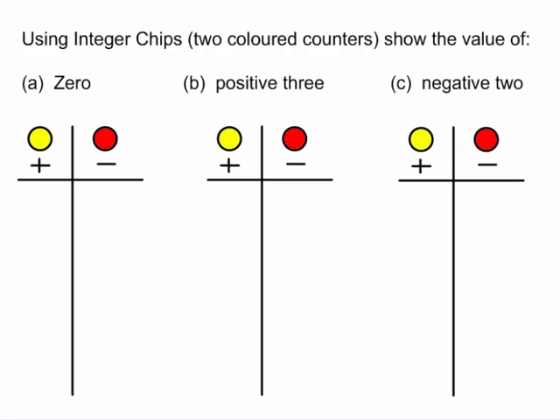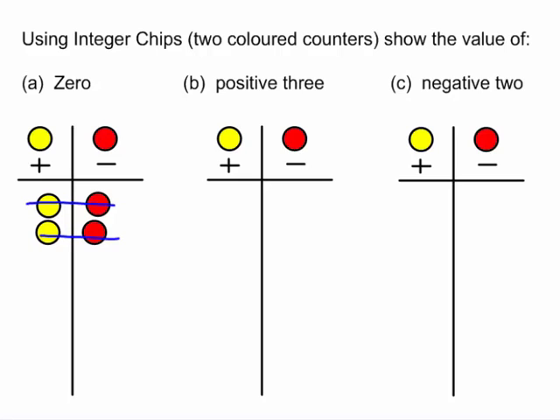So we're going to use something called integer chips, two colored counters, and a little bit of a T-chart here. I'm going to start with A, which would like to represent 0. Without any chips being placed below this horizontal line, that would be a 0. But I could also represent 0 this way. If I bring one positive and one negative chip down, this would also be a 0. As long as I have an even number of positive and negative chips, we consider these to 0 off, so I can express 0 in different ways.